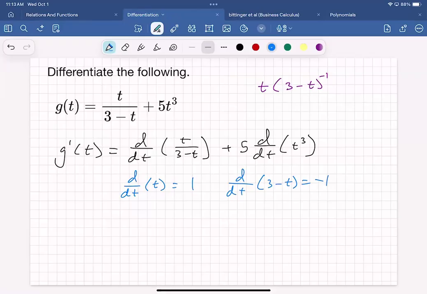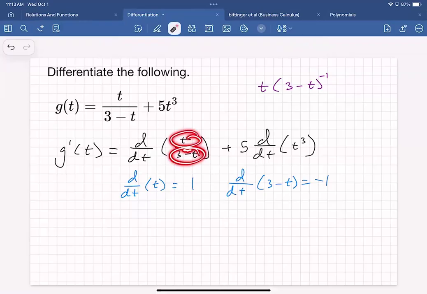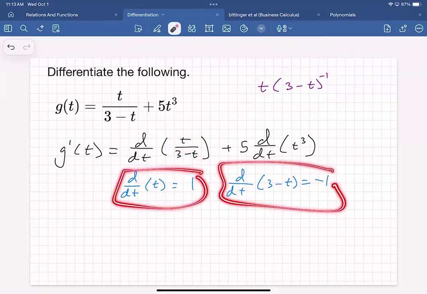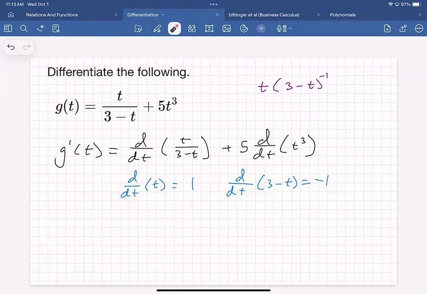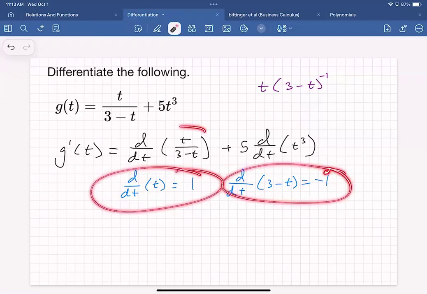So are we good if I put the derivative of t is 1 and the derivative of 3 minus t is -1? Is there any concerns there? Right, because we're dealing with something that has 2 pieces to it, right? So whether it's division or multiplication, we have to look at them separately first. And then we're going to build everything together through the quotient. Okay.